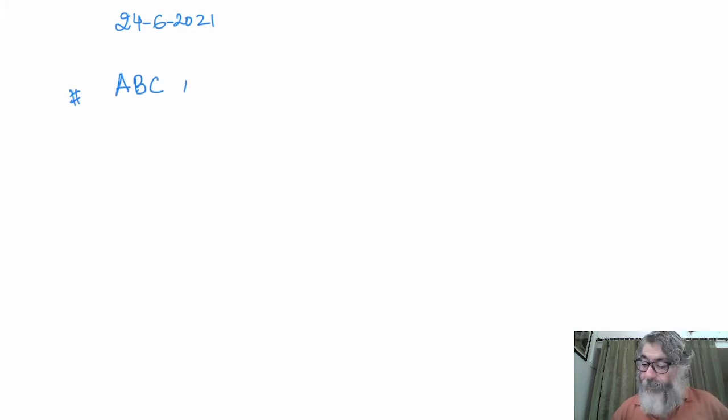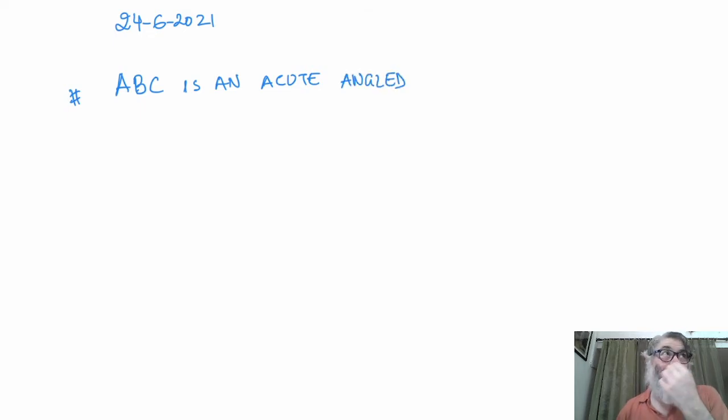Like he has given you, he says ABC is an acute angle triangle. Acute angle triangle means all angles are acute. That means the trigonometric ratios of all of them will be positive, as in the first quadrant.